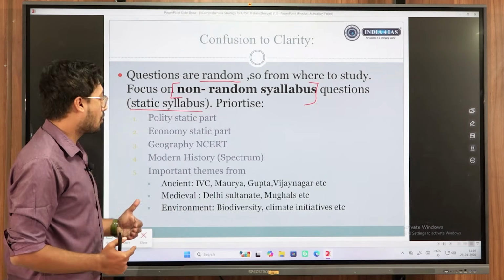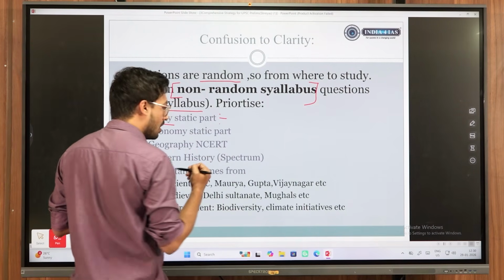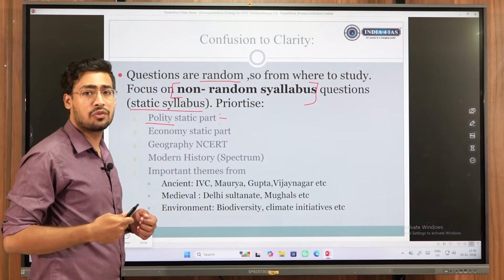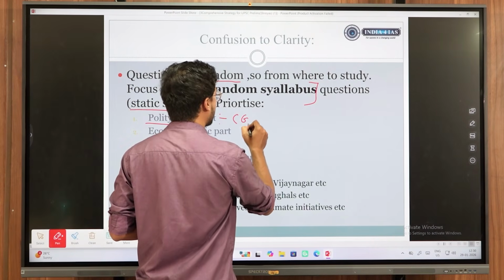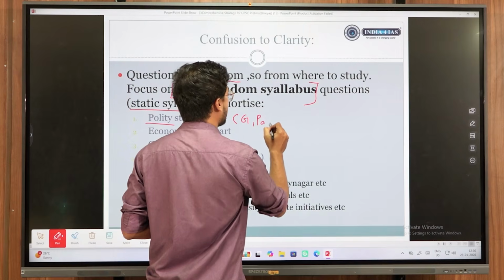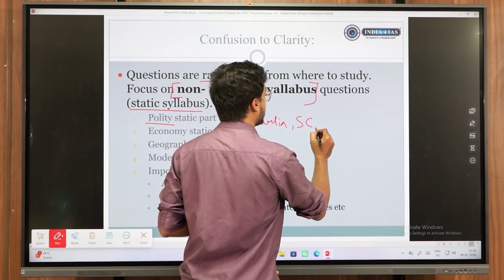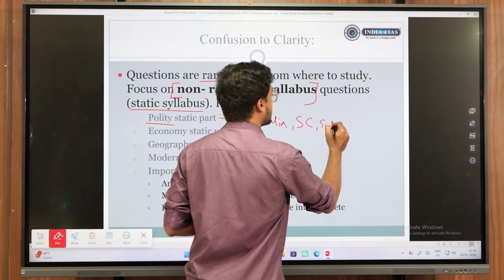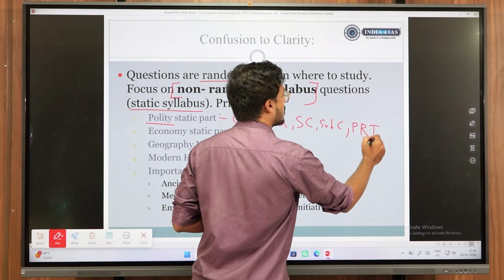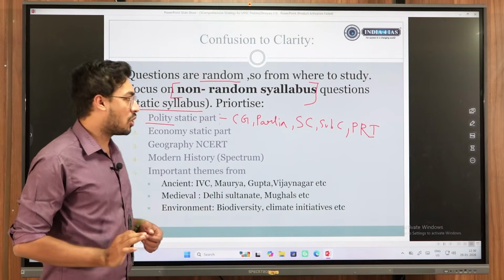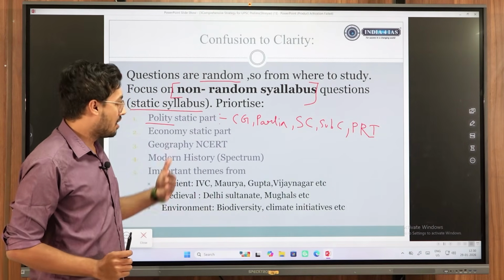Like I said, we can see the importance of static in polity, where there are always more questions asked from certain parts of the syllabus. For instance, more questions are asked from the central government, Parliament, the Supreme Court, subordinate courts, and Panchayati Raj. So it becomes our prime responsibility that we focus on the areas where a greater number of questions are asked.